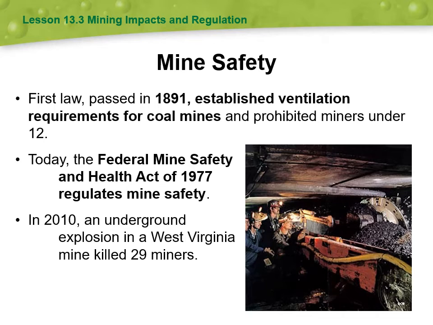It also prohibited miners under 12 years of age, which you would think would be a no-brainer, but back then, child labor was very common, and these small kids were desirable because they could crawl into tiny little shafts that the adults could not get into. So today, more recently, we have the Federal Mine Safety and Health Act of 1977 that regulates our mine safety and put in place further safeguards for miners. And in 2010, just to show that this stuff still happens, there was an underground explosion in a West Virginia mine that killed 29 miners. So even with all these safeguards in place, it is a very, very dangerous occupation.